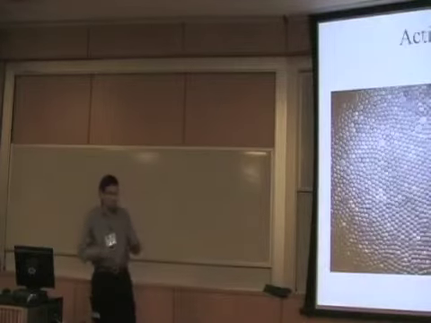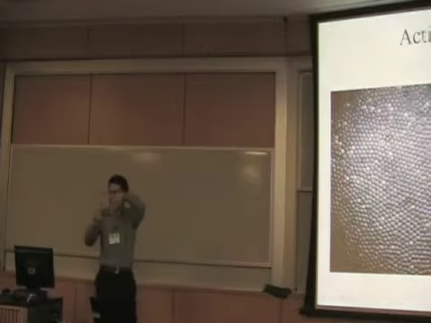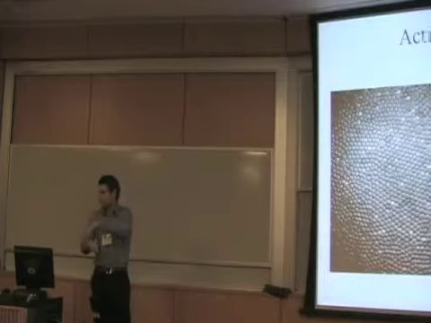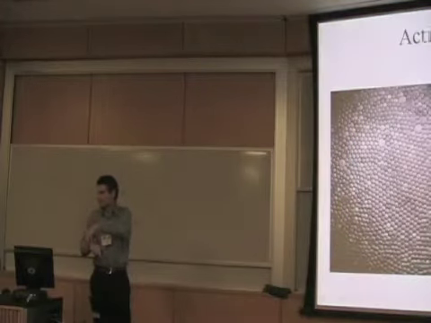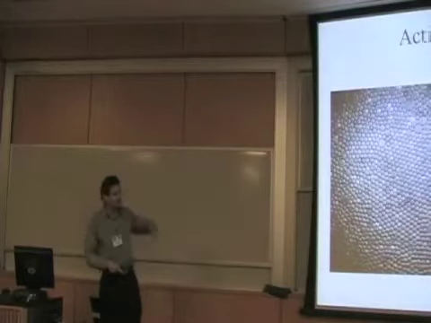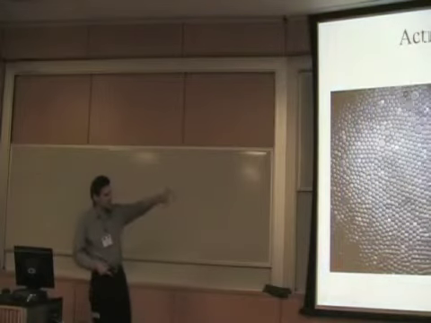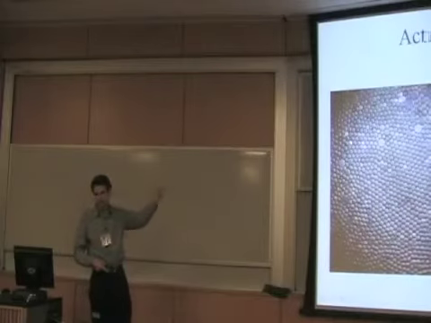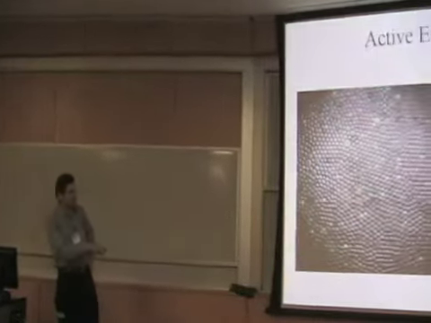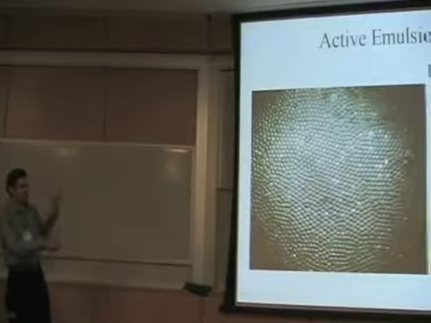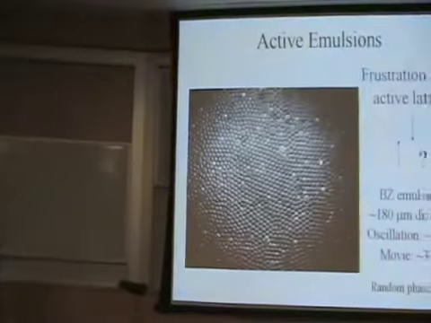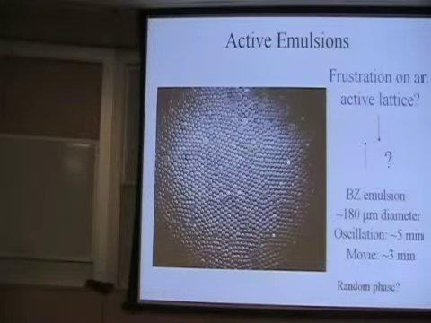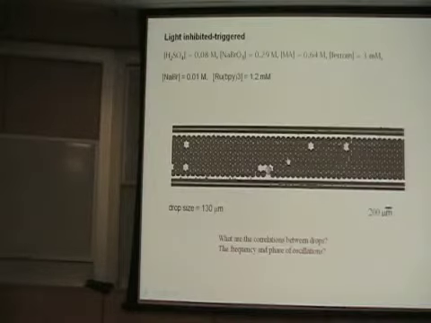So the question is, if the drops like to be 180 degrees out of phase, what happens on a triangular lattice? You would expect some kind of frustration, because these two will be happy, one in phase, one out of phase, but what does this next one do? Either it's out of phase with this one and in phase with this one, so it's frustrated.